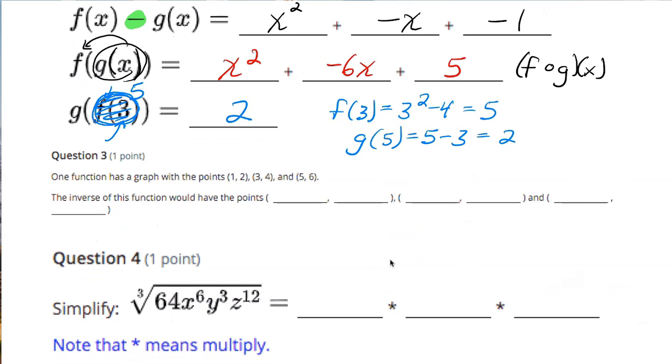On to number 3. Number 3 states one function has a graph with these points. The inverse of the function has what points? Well, with an inverse, you swap the x and y. So we would have the points (2, 1), (4, 3), and (6, 5). That's it for that one.